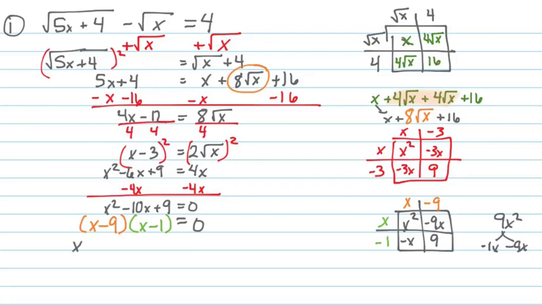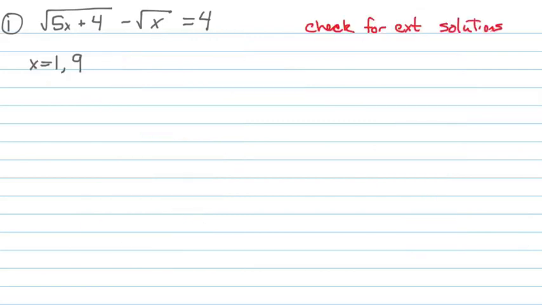And so each of those factors equals 0. So x is equal to positive 9 when I move the 9 over. x minus 1 equals 0, and I add the 1 to both sides, and so I get x is equal to 1. Now, we are not done. We have to check for extraneous solutions. To check for extraneous solutions, I take each of these numbers, plug them in, and see if either one of them comes up as an extraneous solution. And so I'm going to start with the 1.